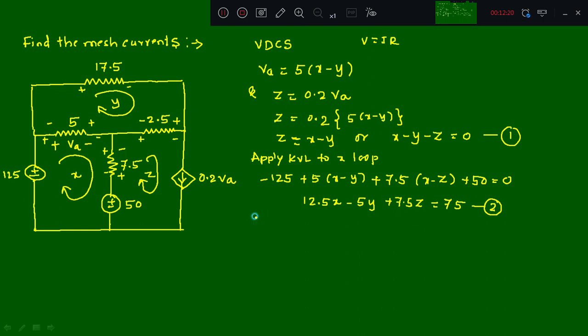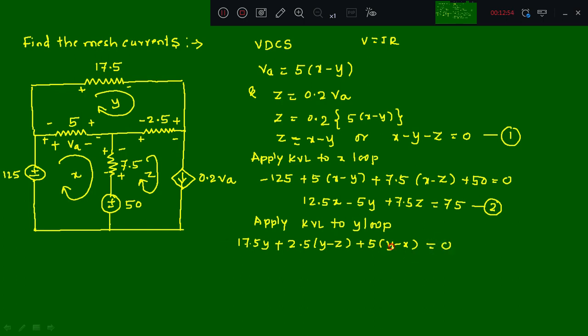Right. Now apply KVL to the Y loop. Start from this point. Write the KVL equation: 17.5y plus this 2.5 shared between y and z, 2.5 (y minus z), then this 5 shared between y and x, 5 (y minus x). There is no voltage source, so it is equal to 0.